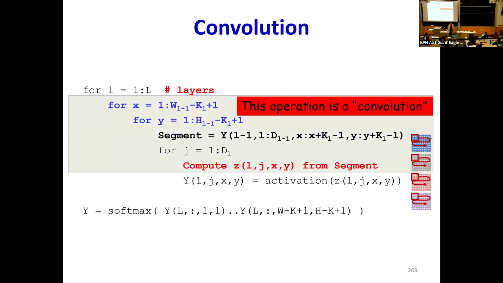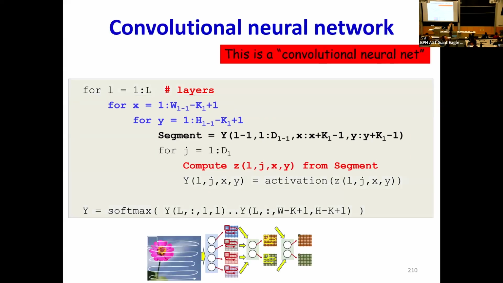This operation of scanning with a window is called a convolution, which is why we speak of a convolutional neural network. This entire operation is a convolutional neural network. Okay?